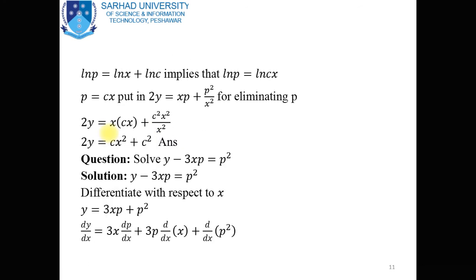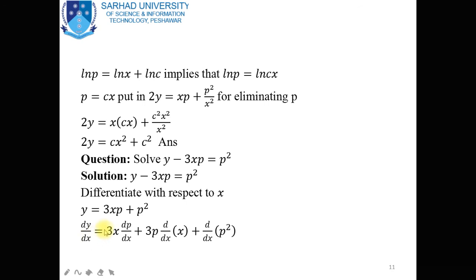Now another example: y minus 3xp is equal to p square. This equation can be easily solved for y. We can write y is equal to 3xp plus p square, but in this solution p is present and p is actually equal to dy by dx. So when we eliminate this p, we will obtain the solution. Now how to eliminate this p?